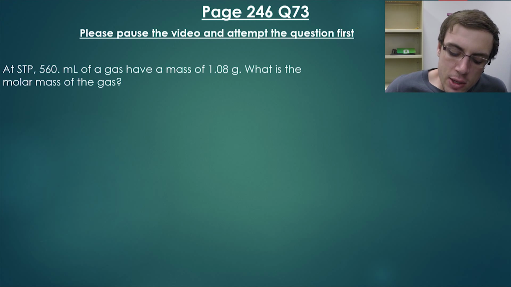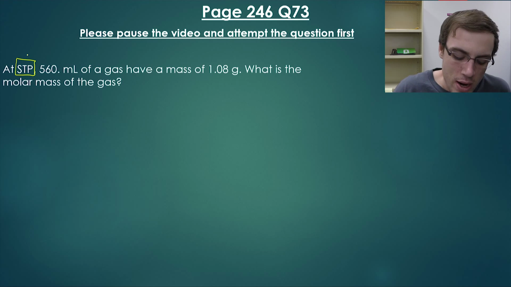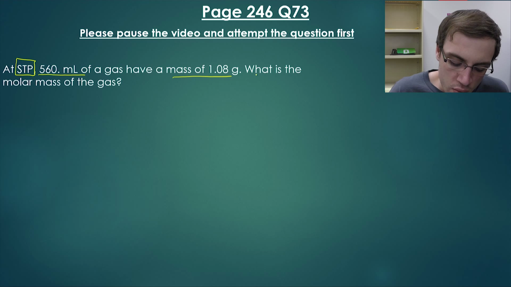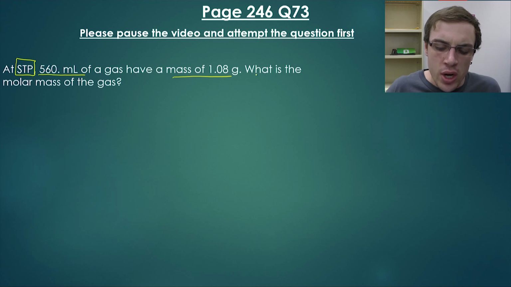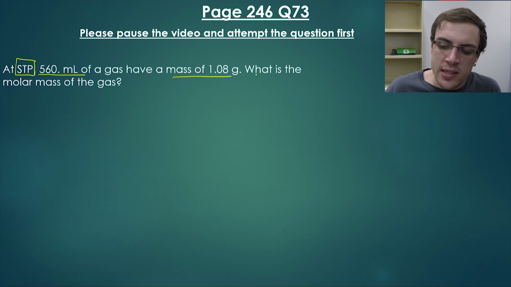Okay, team, so let's now look at question 73. At STP, so again, straight away, put a big square around that one. 560 mL of a gas has a mass of 1.08 grams. What is the molar mass of the gas? Rhyming accidentally. So again, we've got one of those questions that's trying to put you out of your comfort zone. It's trying to give you units that you wouldn't typically see with gases or that you wouldn't instantly recognize.